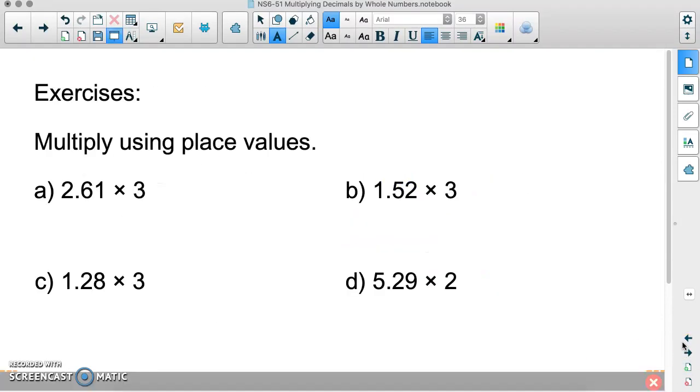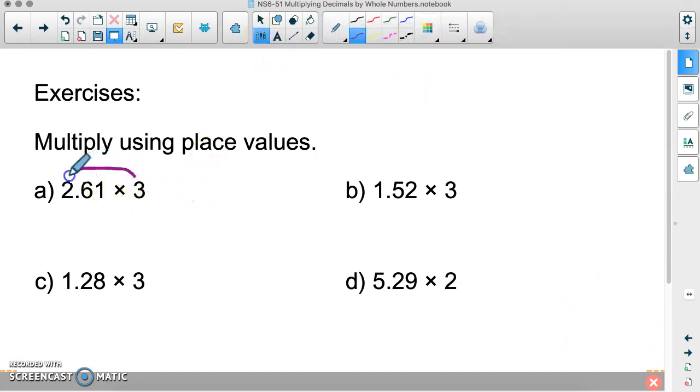Here's some examples for you to complete on your whiteboard using place values. Let's do A together, and then you can do B, C, and D on your own. So let's multiply first the ones. 3 times 2 is 6. Leave my decimal where it is. 3 times 6 is 18. So I can't really do anything with that, and then the 3 times 1 is 3.